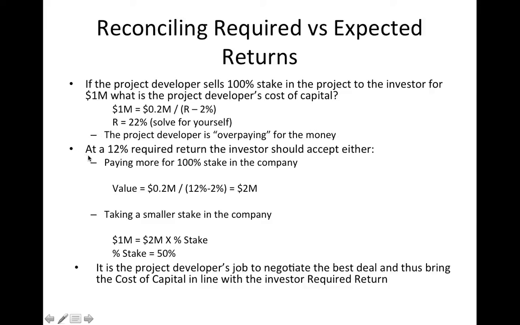All right, so quickly we can figure out how much they are overpaying. Well, let's see. The investor only requires a 12% required return. And so if we were to take the 0.2 million divided by the required return of 12% minus 2%, we come up with a value of $2 million. Simply put, that means that the investor looks at this project and says, that project's worth $2 million. Okay?